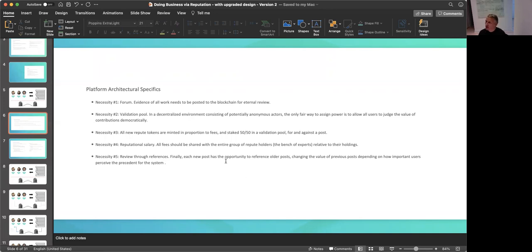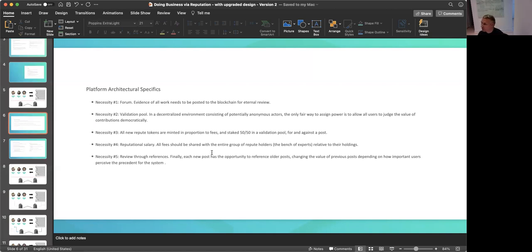Now, once the fee comes in, the system mints reputation proportional to these fees, and then stakes it 50-50 in the validation pool. Yeah, so for up and down, 50% up, 50% down, and I'll walk the audience through how that works later on.